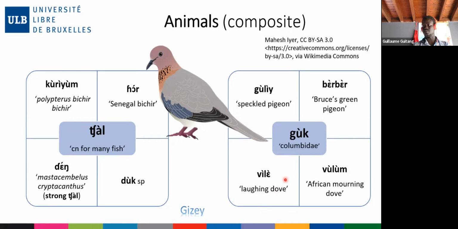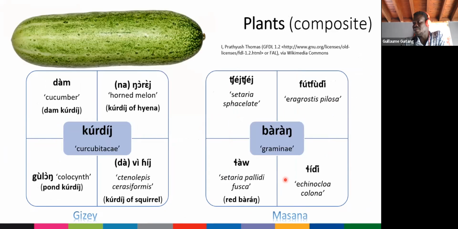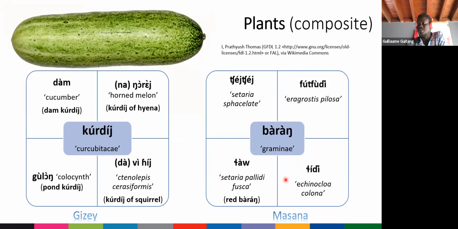Here you have examples of binomial labels in plants. So you have the examples of Cucurbitaceae, which is kurdi, and then you have the Dam Kurdi, the cucumber. You have the Kurdi of the hyena, which is the horn melon. The color scent, I think this is usually called egusi. I think this should be egusi, which is the pond Kurdi. And then you have this one, which is the Kurdi of the squirrel. Barang is grass, and so you have the red barang here. And then you have other subcategories.